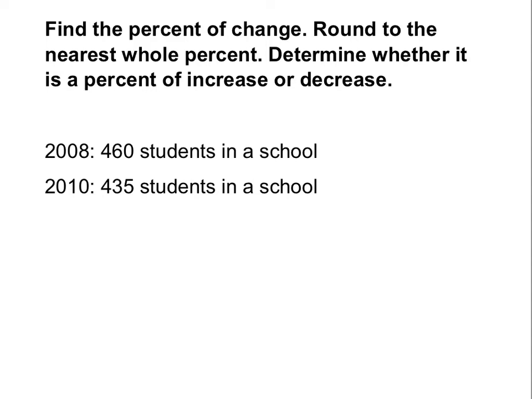So here we have some statistics. It's saying that in 2008 there were 460 students in a school, and in 2010 there were 435 students in a school. So we're finding the change from 460 to 435. The first thing you do for your fraction is you find the change. So how much is it changing from 460 to 435? It's going down 25, so 25.